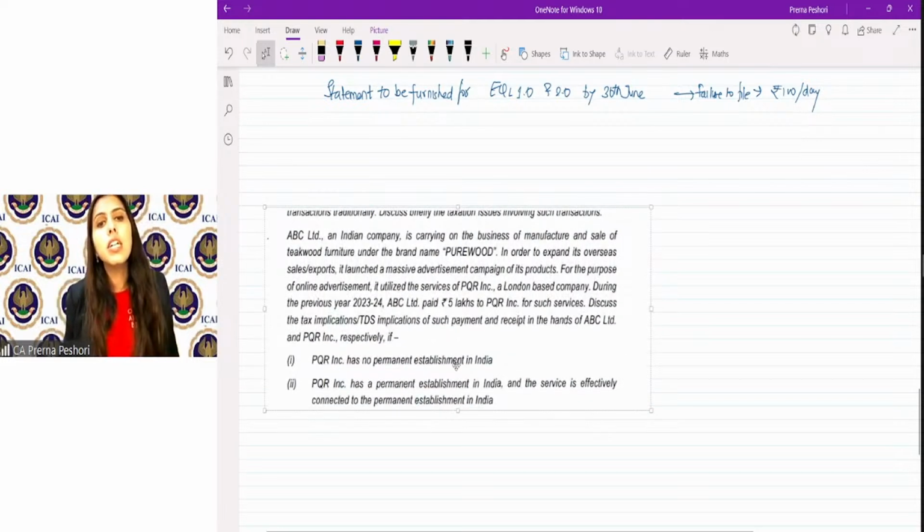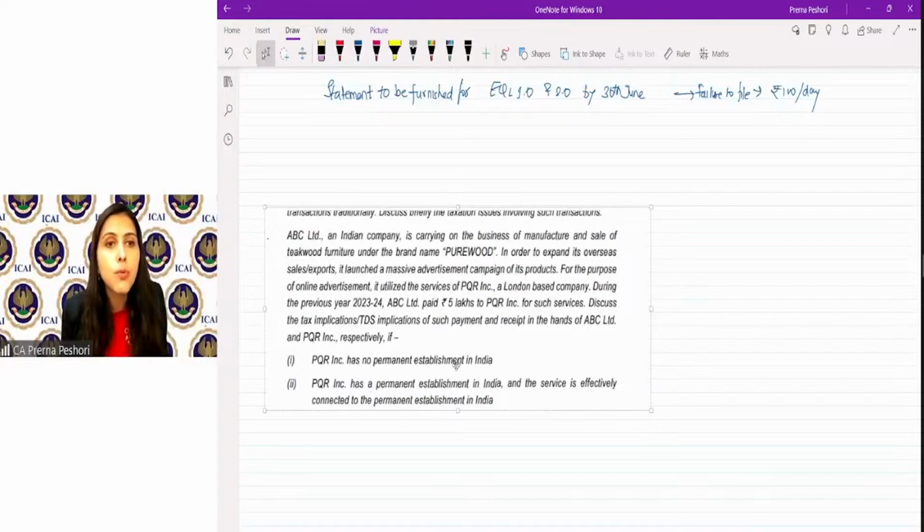ABC Limited, an Indian company, is carrying on the business of manufacture and sale of teakwood furniture under the brand name of Pure Wood. In order to expand its overseas sales or export, it launched a massive advertisement campaign of its product. For the purpose of online advertisement, it utilized the services of PQR Inc., a London-based company. During the previous year, ABC paid 5 lakh to PQR for such services.